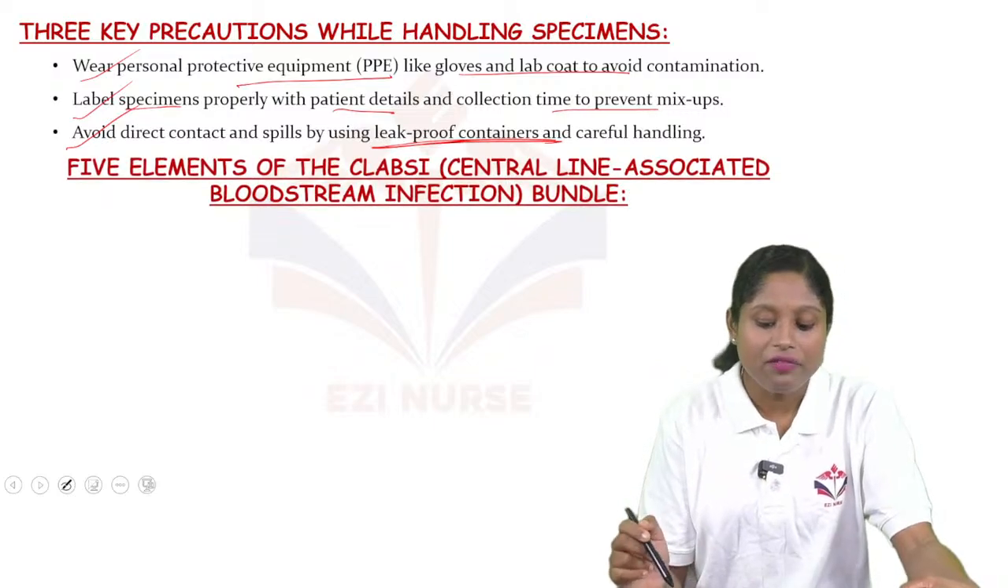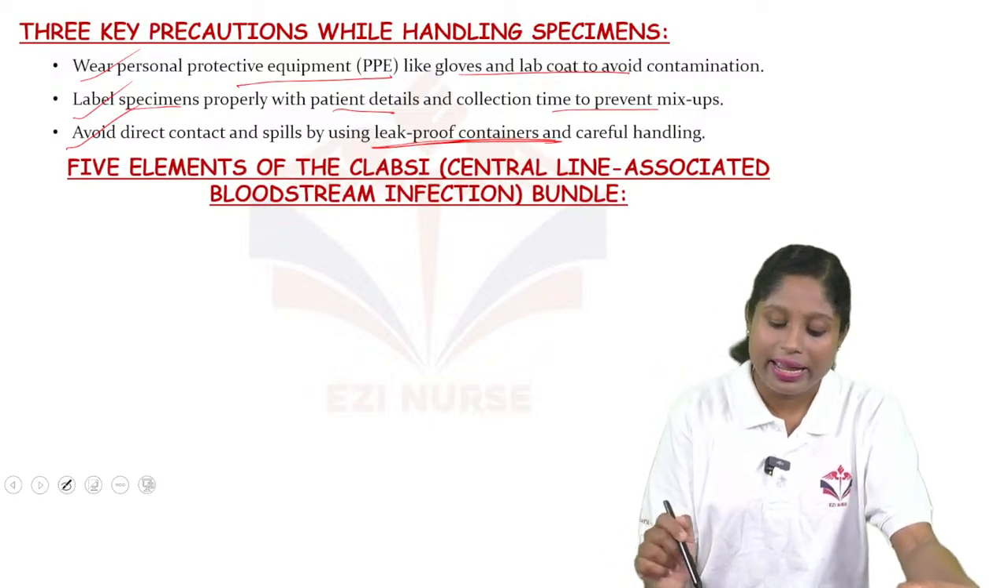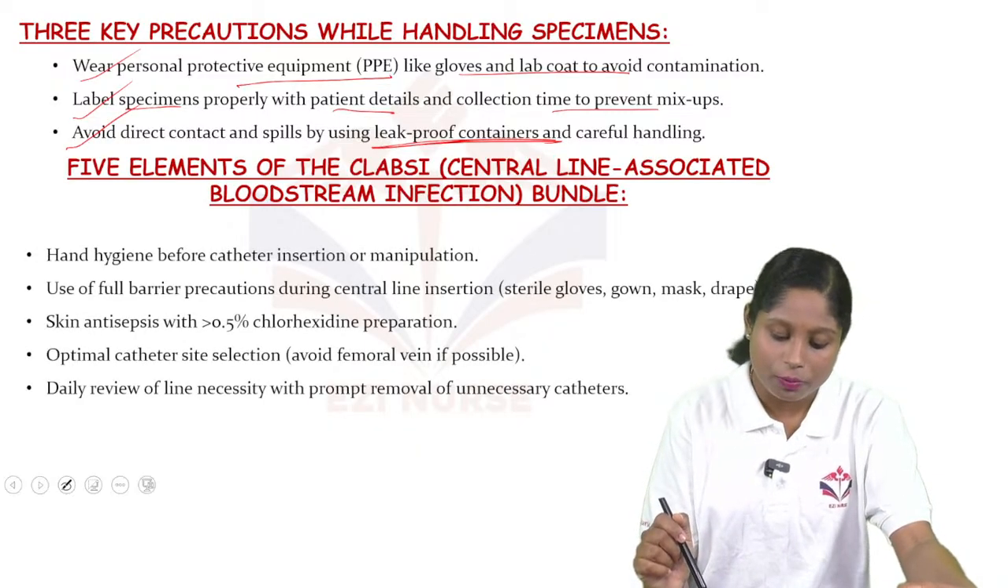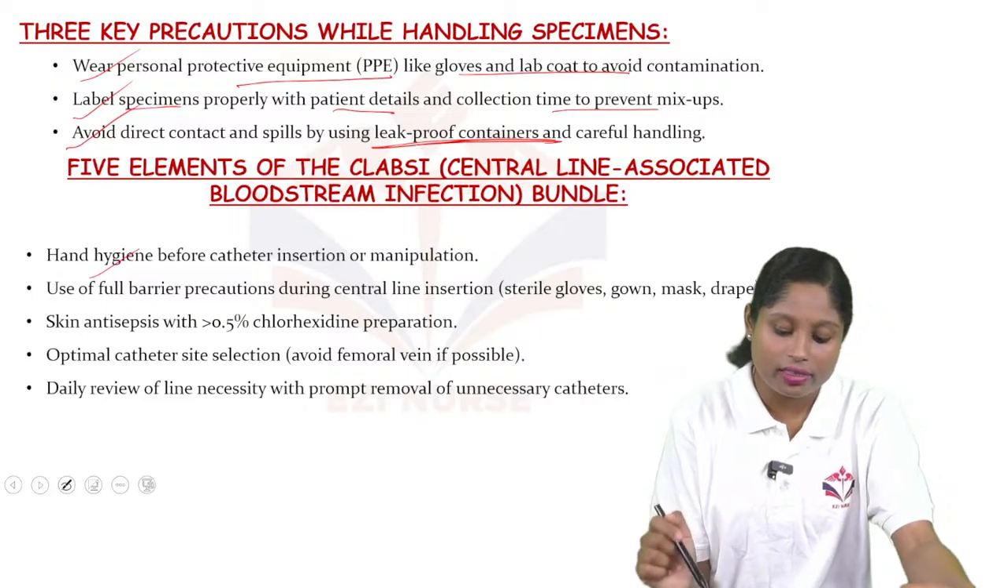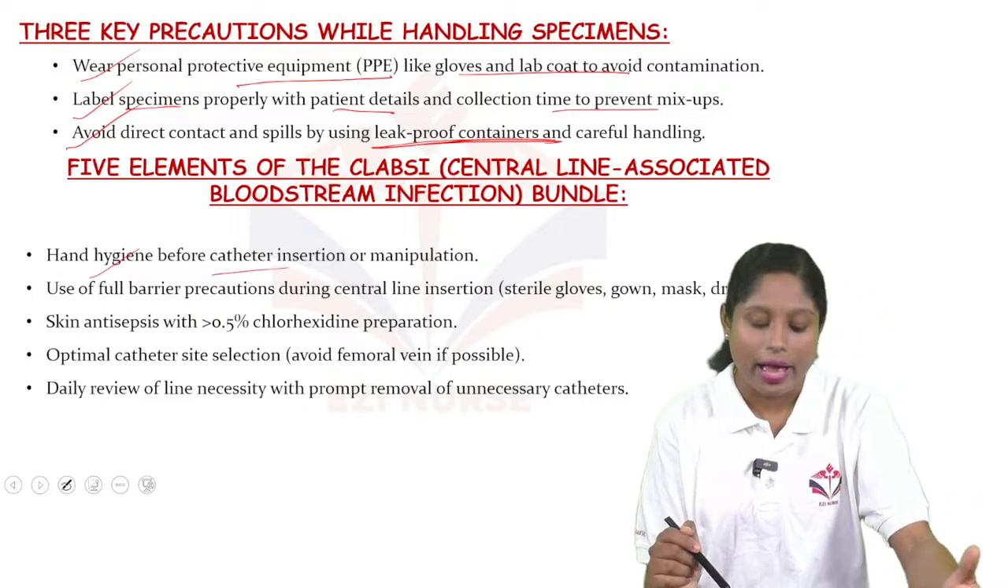Next is 5 elements of CLABSI. What is CLABSI here? Central line associated bloodstream infection bundle. So what is the CLABSI bundle? Hand hygiene before catheter insertion or manipulation. So before catheter insertion, we need to have hand hygiene.